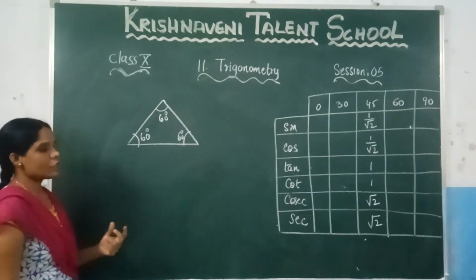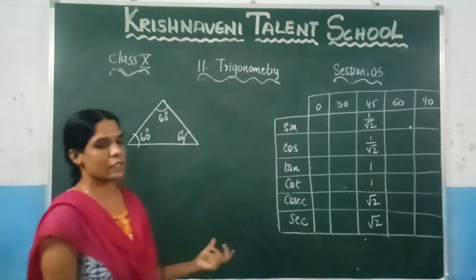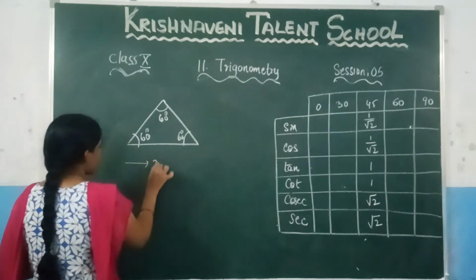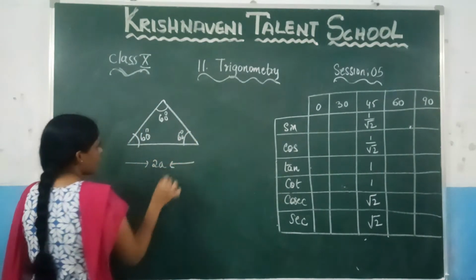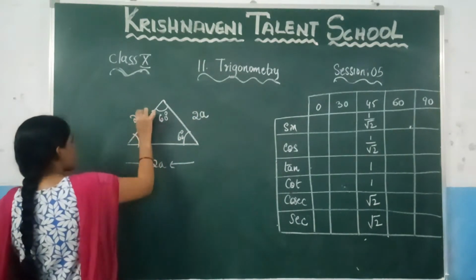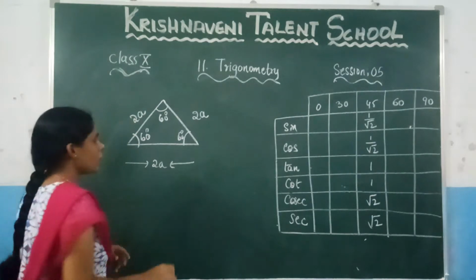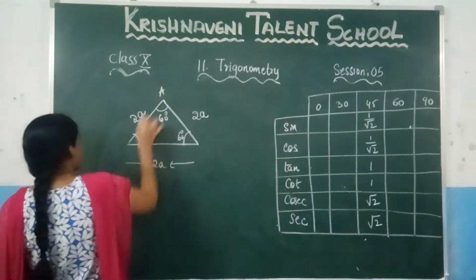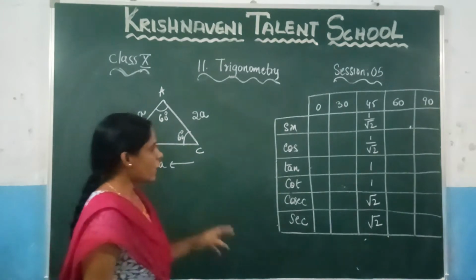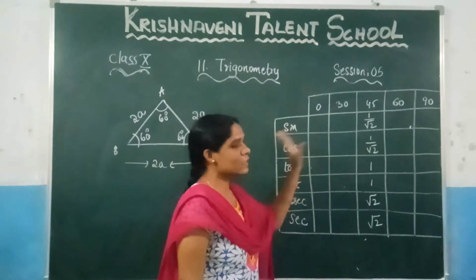Now you know that in an equilateral triangle all the three sides are equal. So I am taking each side as 2a. If it is 2a, this must be equal to 2a and this must be equal to 2a. Let us name this triangle as A, B, C. Now I am finding the value of 60 degrees and 30 degrees.